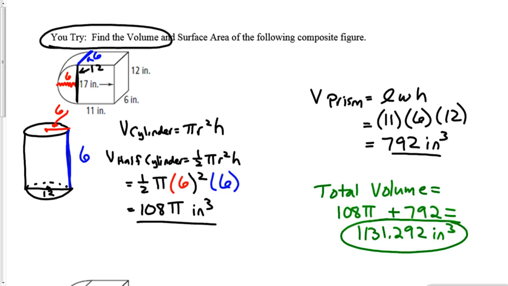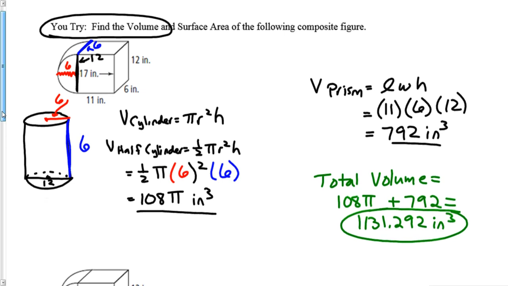Here is my answer, and my answer for the total volume is 1,131.292 cubic inches. If you did not get that, please pause the video here and correct your work. Write down the work wherever you are, write down questions as needed. I'm moving on to surface area.